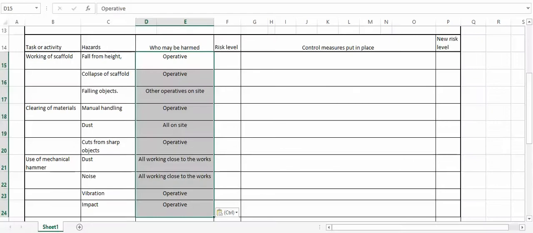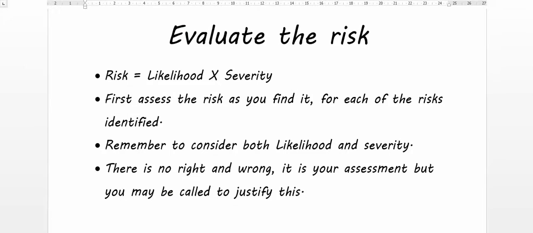So I've just added a list of people that are likely to be affected by the works. You have the operatives, you have the other operatives on site, so the operatives working on the site, and then these are usually people working close to the area, so in this situation the general public isn't considered to be at risk.